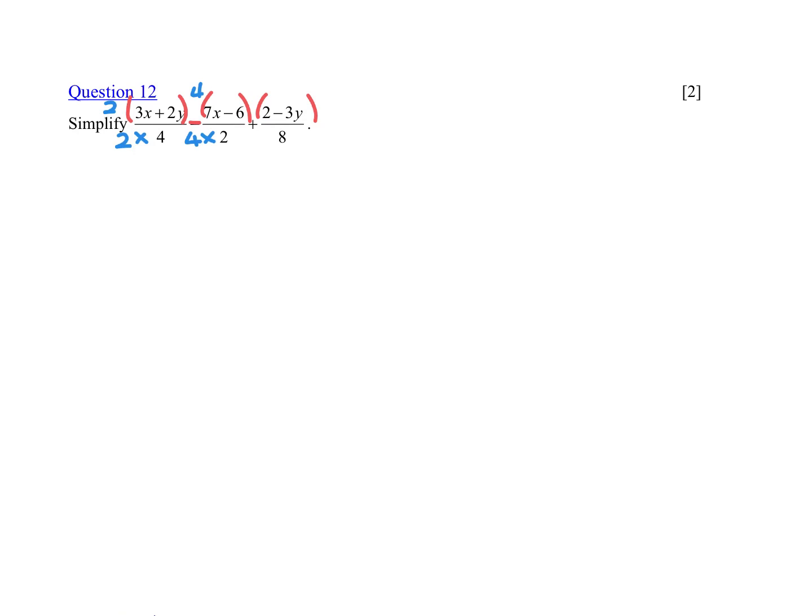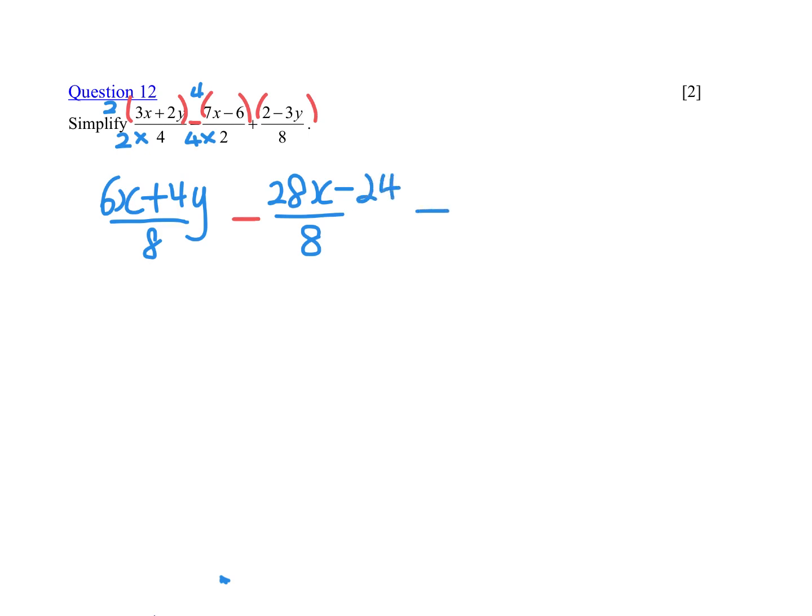If you are the careful type and you want to do it individually, no problem. We will have 2 times 3, 6x, plus 4y individually first, no problem, minus, but be careful, this is a subtraction sign, this is 8 times 3x, 24x, and that's a plus over 8. This one is 2 minus 3y.